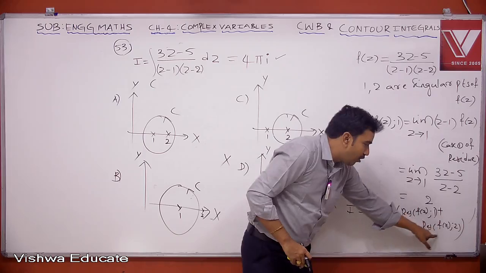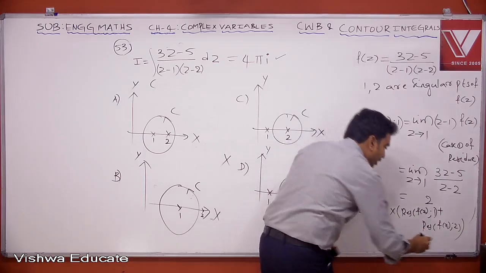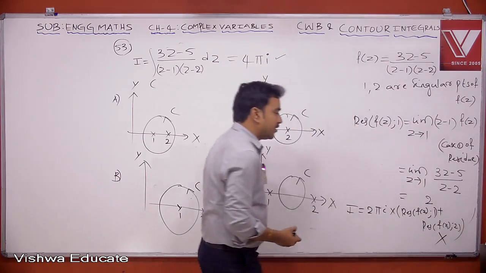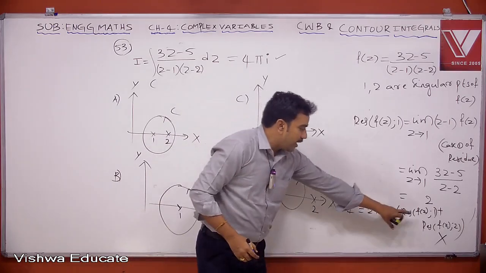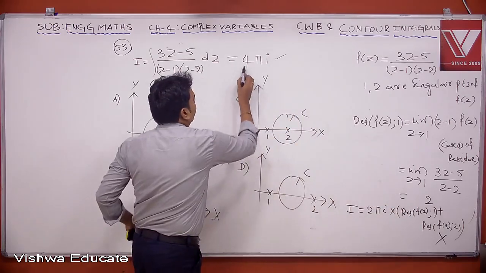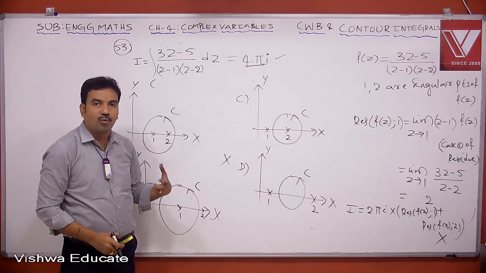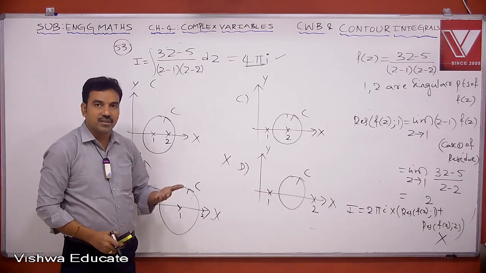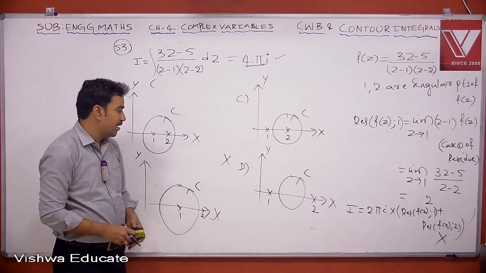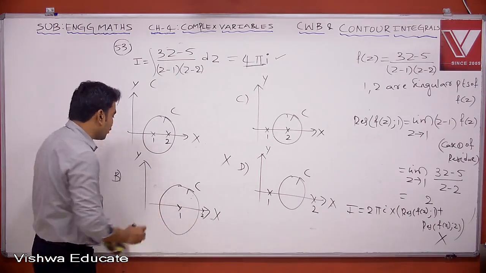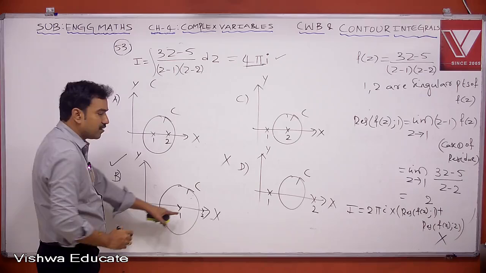That means you need not calculate the residue at 2. It is not required. So 2 pi i times 2 is directly 4 pi i. That means I am not calculating the residue of this function at 2. What does it mean? 2 lies outside the circle, but 1 lies inside the circle. So 1 inside, 2 outside the circle. The correct path of C is this.